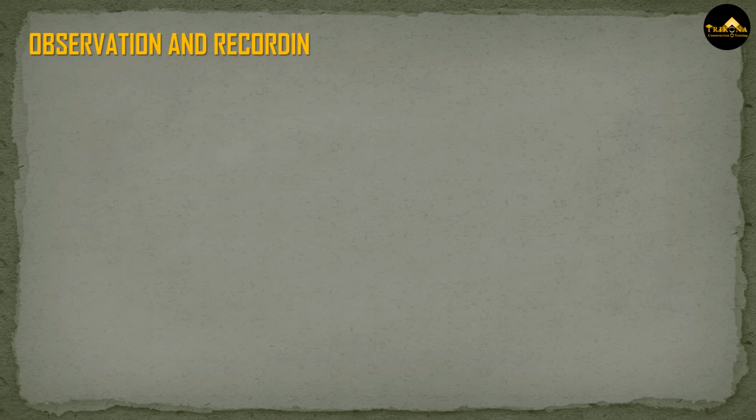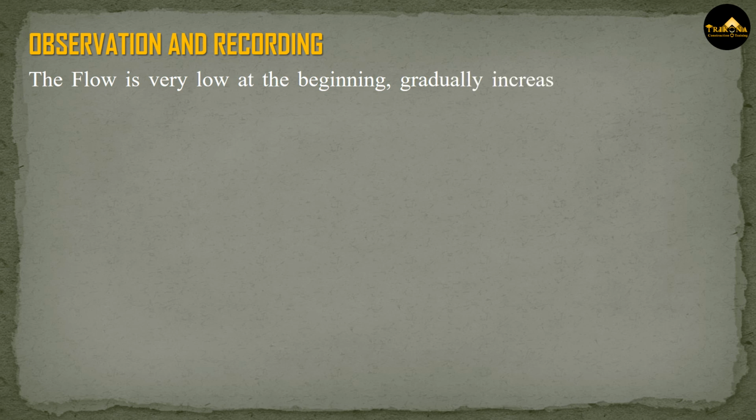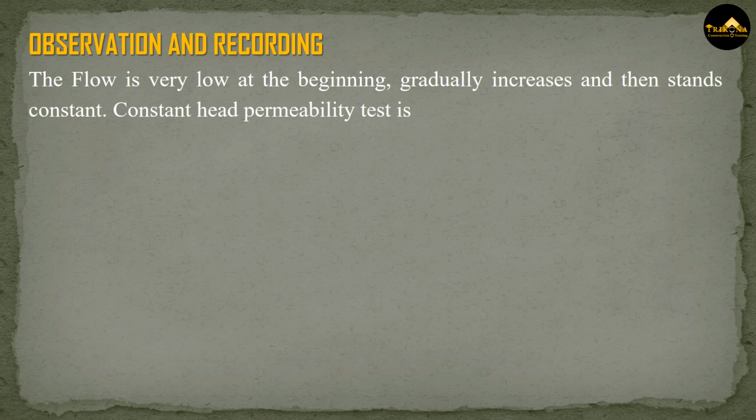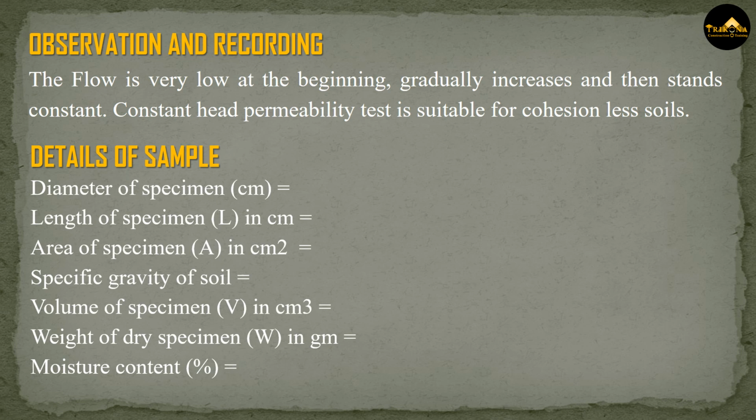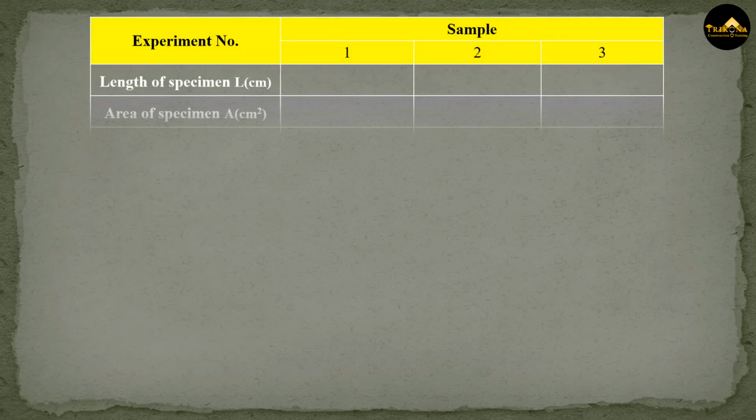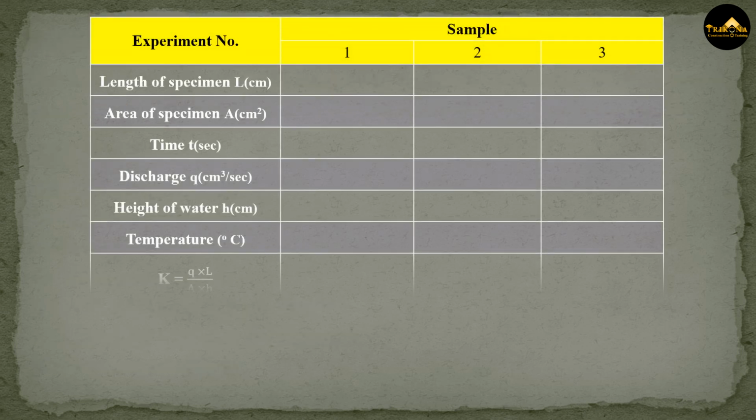Observation and recording. The flow is very low at the beginning, gradually increases, and then stands constant. The constant head permeability test is suitable for cohesionless soils. Details of sample. Before performing the test, the dimensions of the specimen, specific gravity, and water content are noted down. Then while performing the test, note down the time taken for discharge and the height of water level in a table. Also repeat the procedure for the remaining 2 samples.